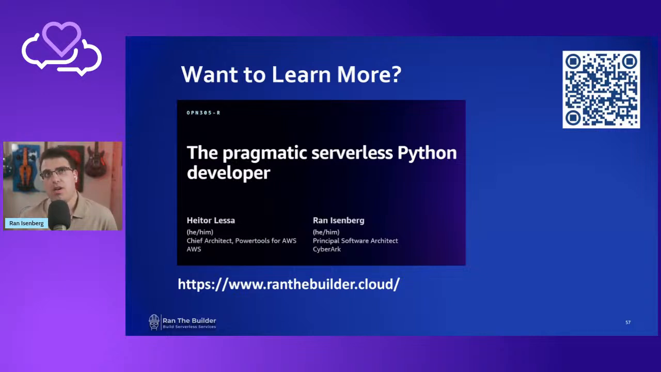Now, I know that I've shared so many best practices here, but very briefly, we didn't go into much detail about most of them, to be honest. But this is why I have this QR code here. At last re:Invent, I had the honor of doing a breakout session, the pragmatic serverless Python developer, with Heitor Lessa, who is the chief architect for Powertools, which we've mentioned quite a lot here, and I'm using it quite a lot in the blueprint.